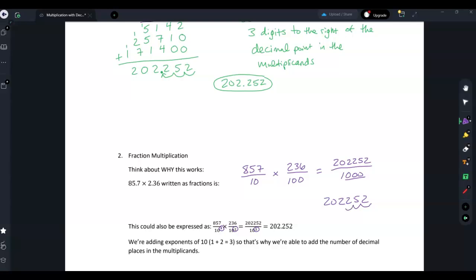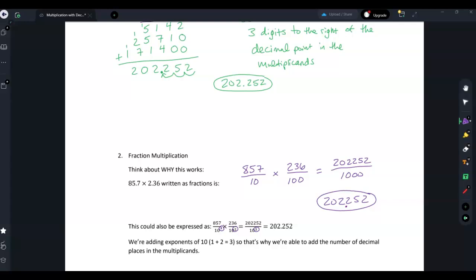So I move my decimal 3 spaces, or basically there's 3 digits behind the decimal, and I get the same answer we did before. And so this actually explains why that standard algorithm works. If you ever have a student ask why, go back to the fractions, right?